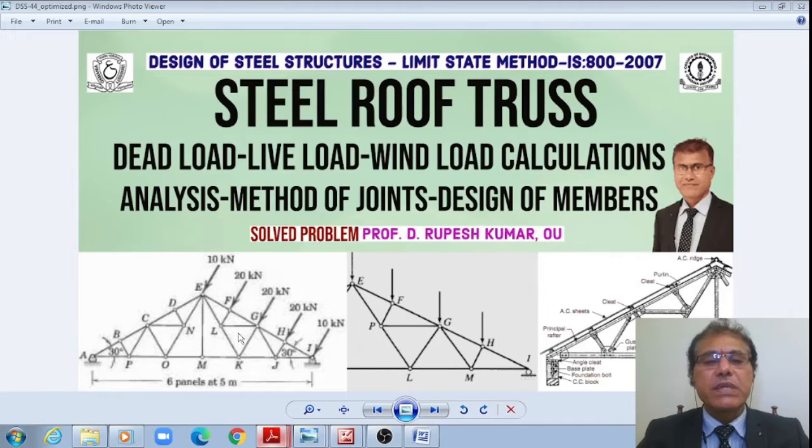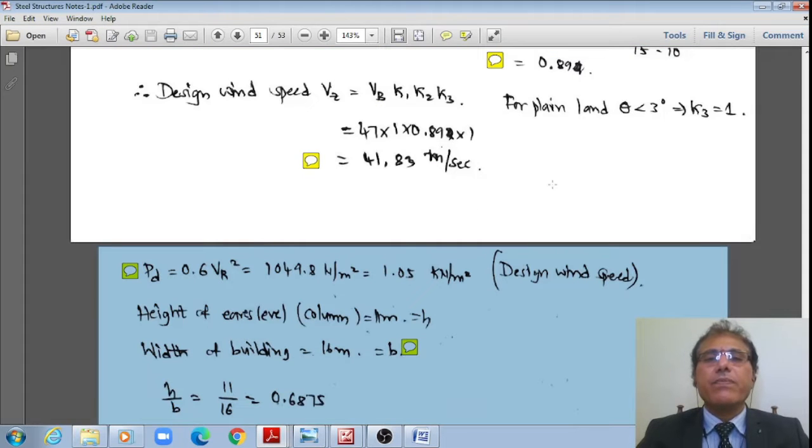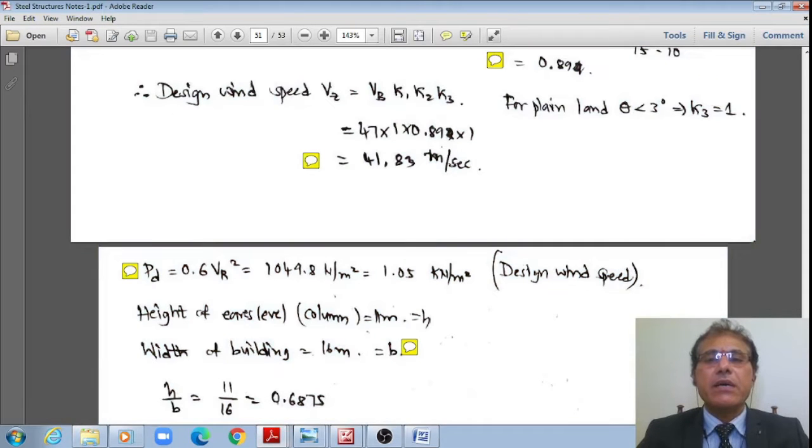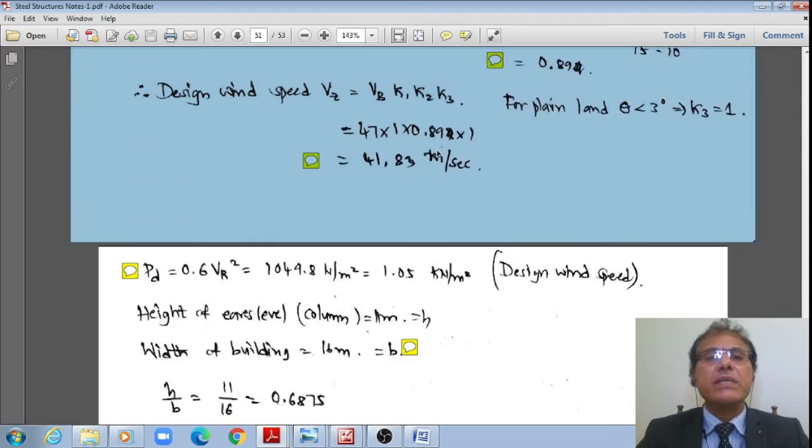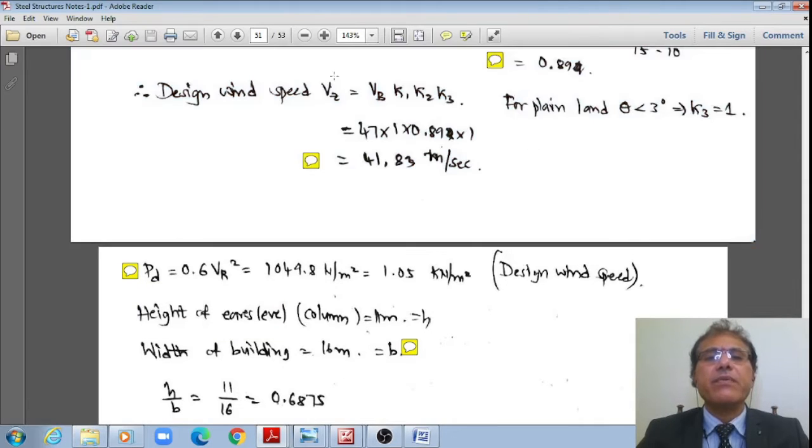In the previous class, you have seen the wind loads, particularly. That is as per IS 875 Part 3, old code 1987, wherein we have the value of the design wind speed Vz equal to Vb K1 K2 K3, right, that we have obtained as 41.83 meter per second.